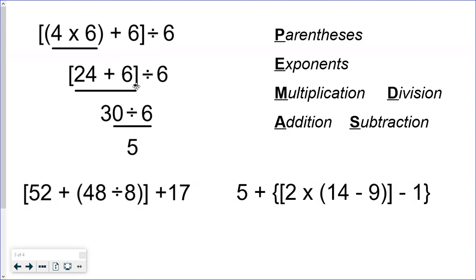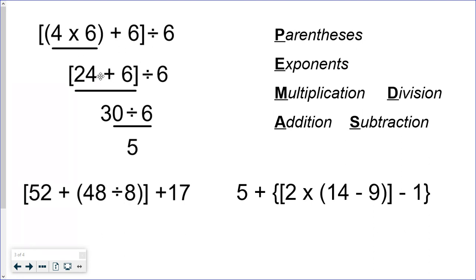Now, if I accidentally forgot to bring these bracket signs down, I might be tempted to do the 6 divided by 6 first, and I don't want to do that because I know that this divide by 6 is the very last thing we have to do. So that's why bringing those brackets down is probably a good idea.